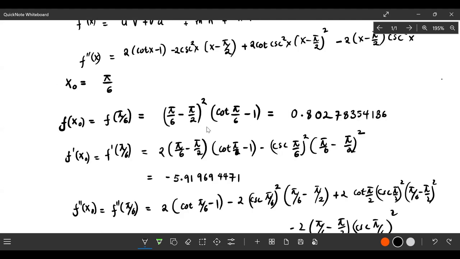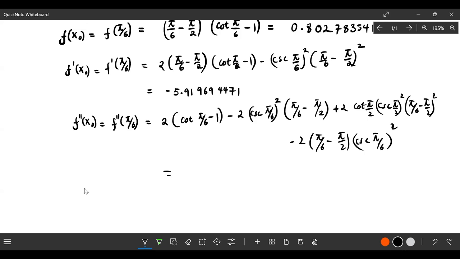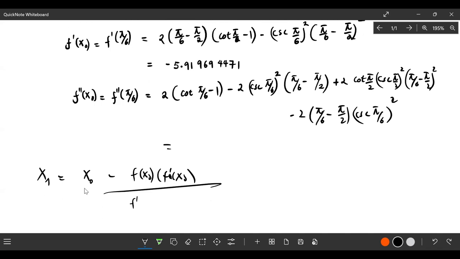Okay, but you continue the same process. So you get X, all these values. You're going to get X1 after you get all these values. So X1 will be equal to what? X naught minus f of x naught, f prime of x naught, divided by f prime of x naught squared, right, isn't it? X naught squared minus f of x naught, f second derivative of x naught.